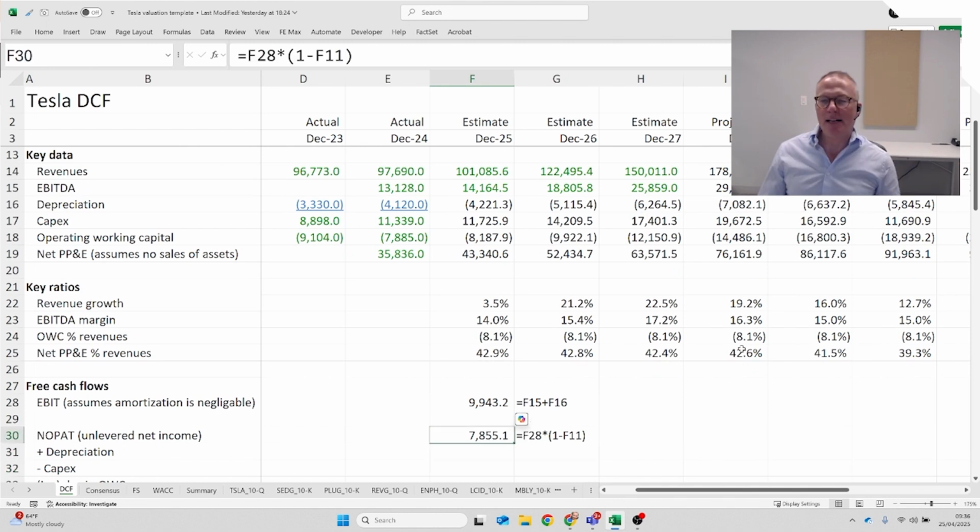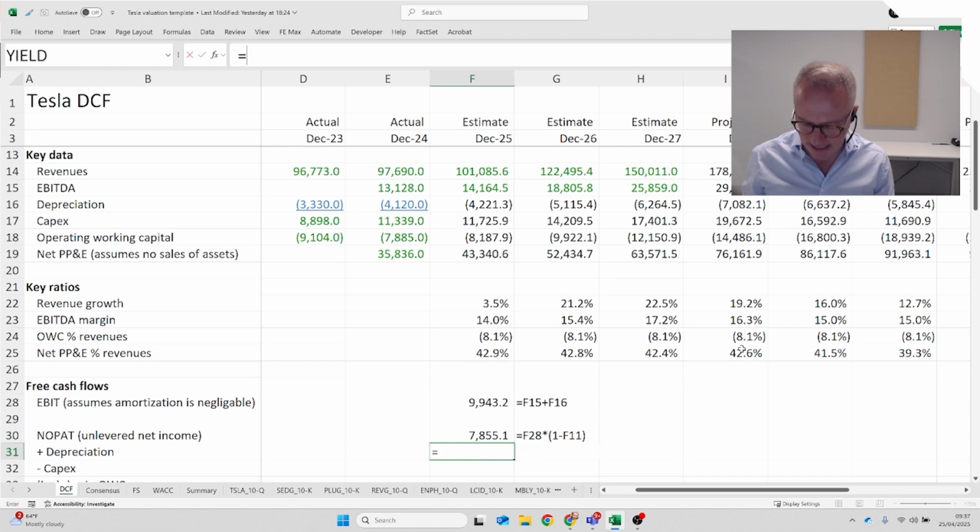So NOPAT stands for net operating profit after tax. It's sometimes known as EBIT, earnings before interest after tax, or my preference is the unlevered net income. It's what net income would have been if the company has no financial assets and no financial liabilities. It does have those, but we'll deal with that when we cross from enterprise value to equity value. So that gives us our unlevered net income.